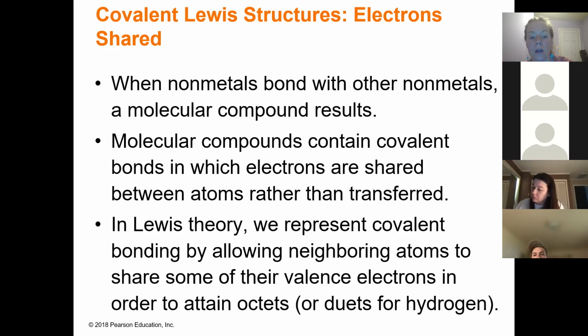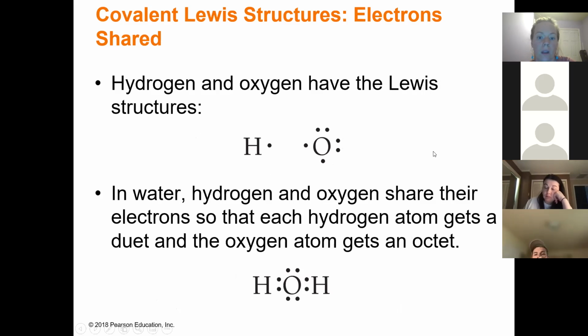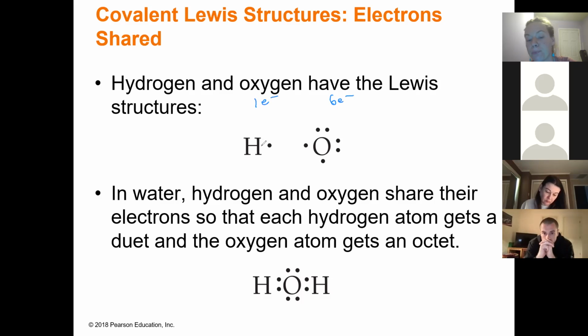In Lewis theory, we're going to create covalent bonds by allowing neighboring atoms to share some of their valence electrons in order to obtain an octet, 8, or if you're hydrogen, a duet. So let's look here at hydrogen and oxygen. When we draw our Lewis dot structures, hydrogen has 1 valence electron because it's in column 1. Oxygen has 6 valence electrons because it's in column 6, right? So 6 electrons here and 1 electron here.